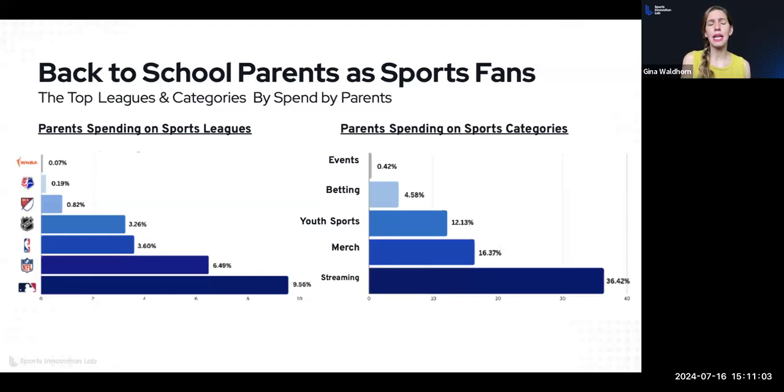Back to parents spending on sports leagues. Number 1 league, MLB. Number 1 category, streaming. Those are sports streaming networks, ESPN Plus, Fubo, Willow, Flow Sports. So always interesting to note if you're looking for specific parents that are fans of specific leagues, we've got that.